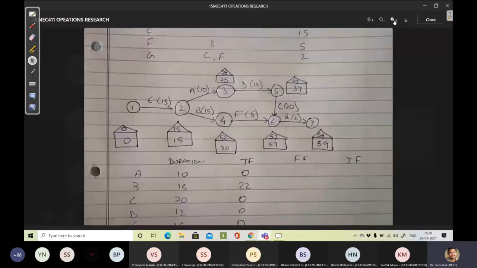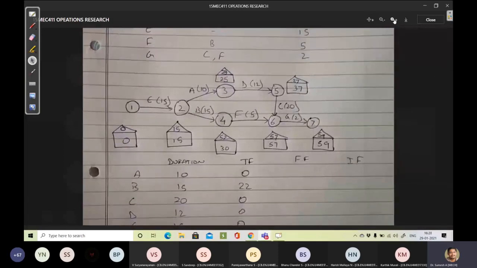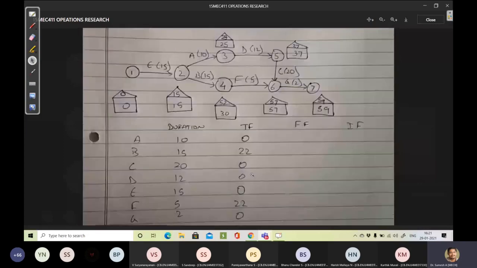So as per the given problem, E is the starting activity which does not have any predecessor. Then A and B, then D, then C. Then a link from B to F. So C and F are merging and the duration is 59. So total float he has calculated, 22 and 22. So up to this, that's a correct answer.